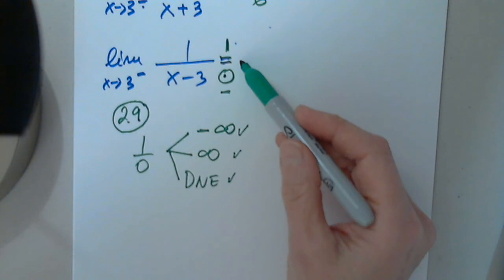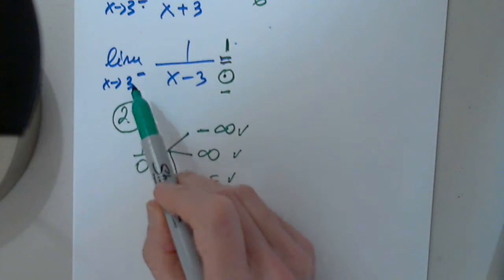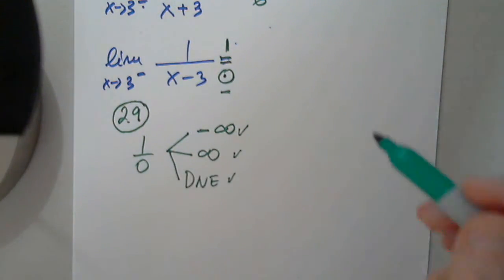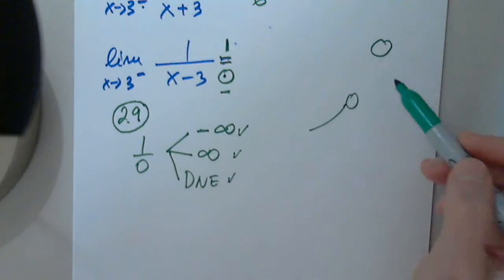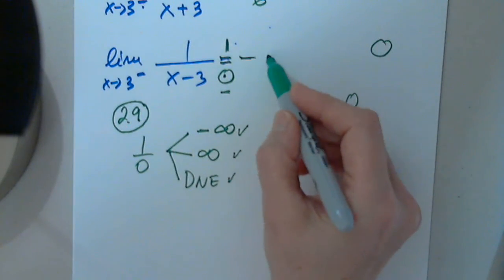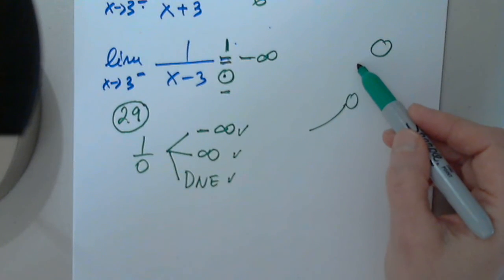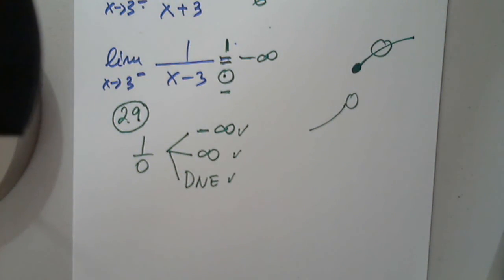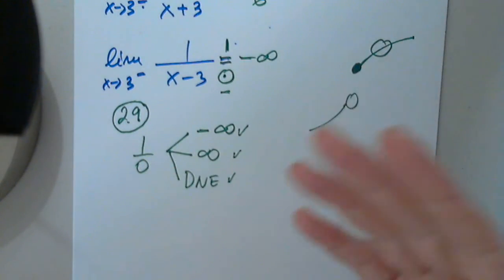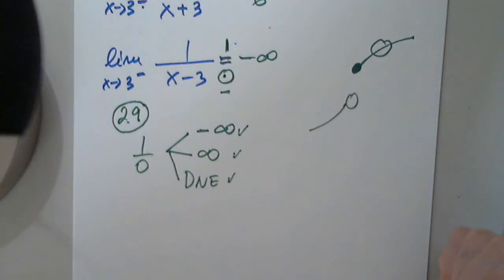So then, please choose. DNE. No, because this is from the left. Negative infinity. Right. So DNE is something like this. This is DNE. We didn't calculate the limit from the left and the limit from the right to conclude DNE. We only calculate the limit from one side.